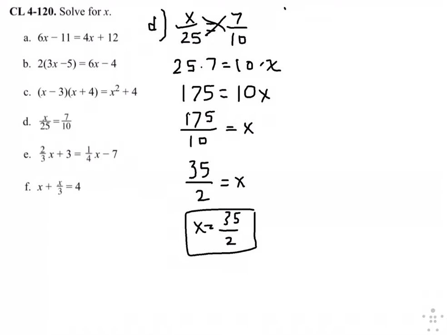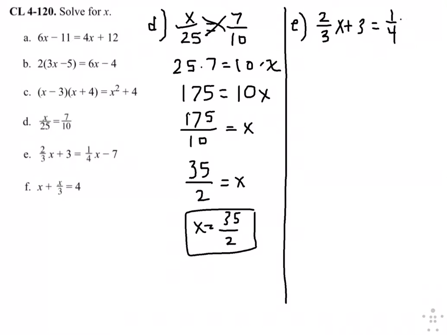For E, let's see if we can fit it here. For E, we have 2/3 x plus 3 equals 1/4 x minus 7. I'm going to multiply both sides of this equation by 12 just so I can get rid of these fractions. So 12 times 2/3 is 8, right? 8x plus 12 times 3 is 36. 12 times 1/4 is 3x. And 12 times 7 is 84, right?